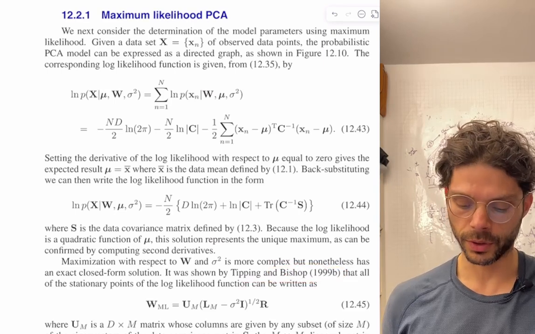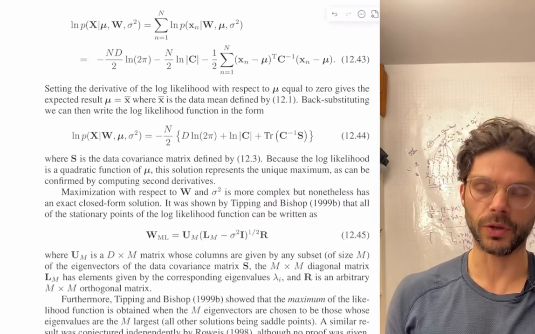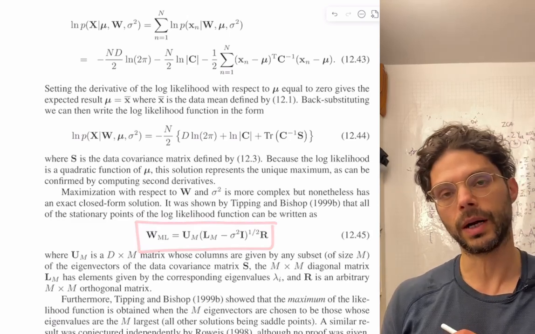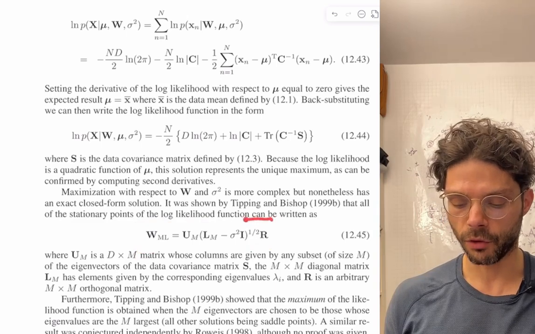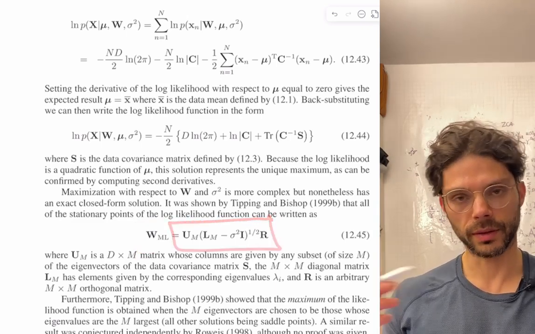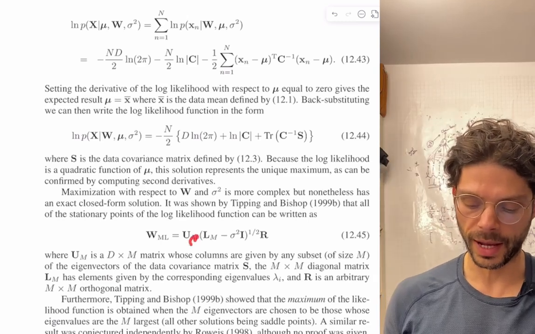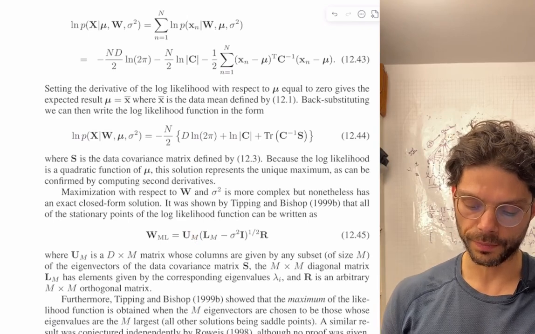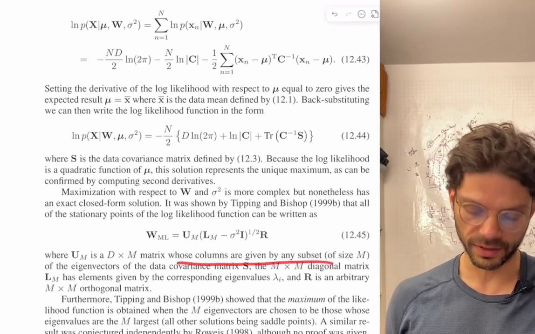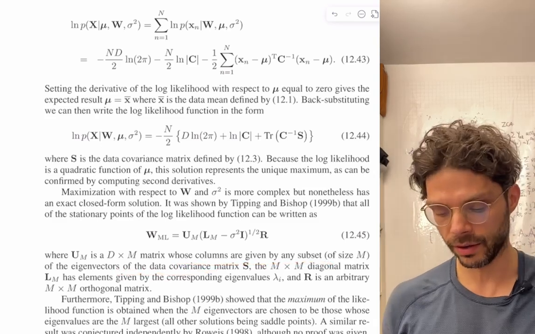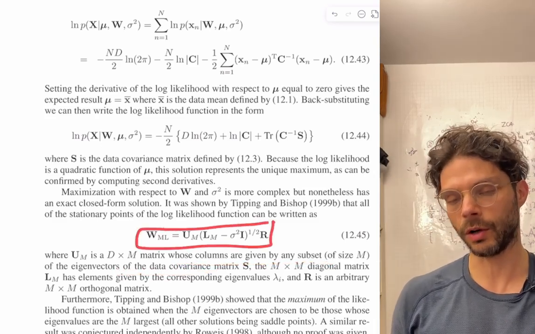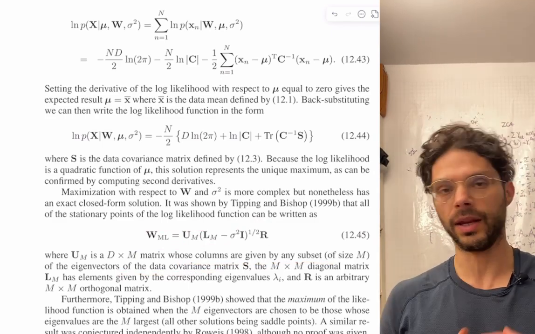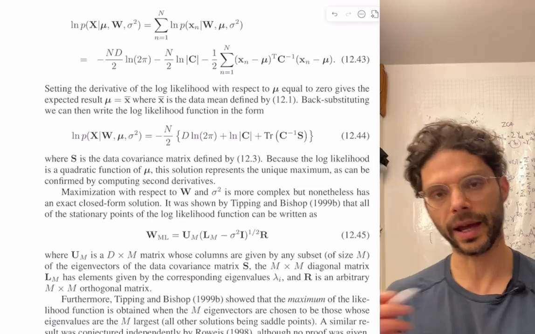It's very straightforward. But what you find when you actually do that is that your maximum likelihood weights have a form like this. So let's go through it. First of all, these m's are going to be a matrix whose columns are given by any subset of the eigenvectors of the data covariance matrix. So this is an interesting one, right? You can take any m of any subset of those eigenvectors, you can use them.